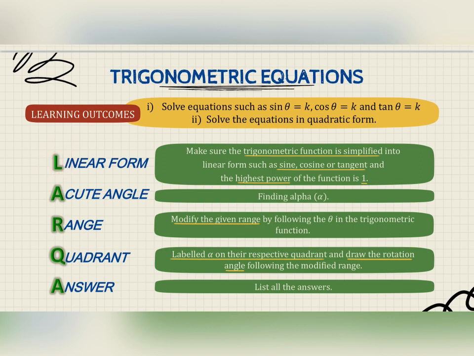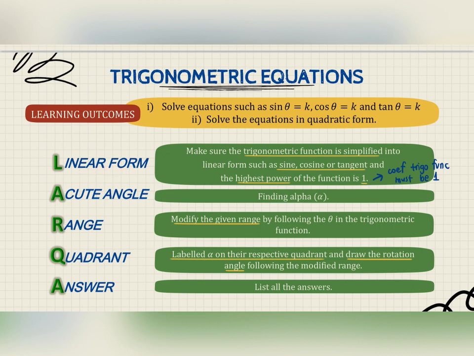So linear form tu maksudnya kita akan make sure the trigonometric function is simplified into linear form such as sine, cosine and tangent only, and the highest power of the function is 1. So dekat sini saya nak tambah lagi satu information, coefficient of the trigo function must also be 1. Okay, so kita ada dua benda lah. Yang pertama, the highest power. Contohnya sin theta equals to k. So sin ni power dia adalah 1. So dia adalah linear form.